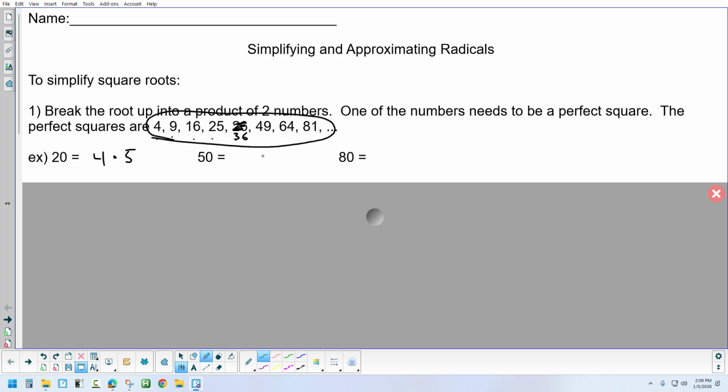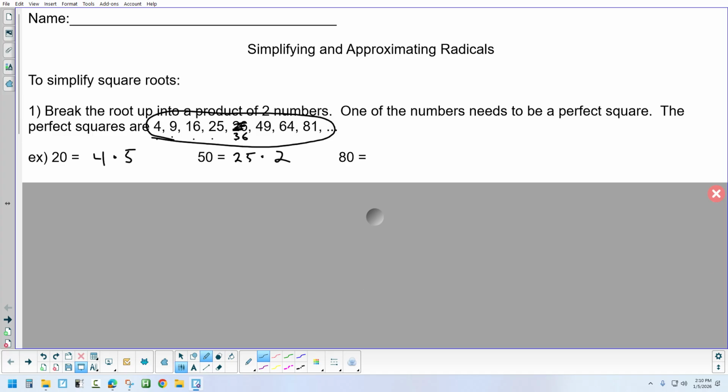How about 50? Does anybody see how you can write 50 as something times something, and one of the numbers has to be in this list? 4 and 25? So something in 25, yep. 25 and 2, yep.